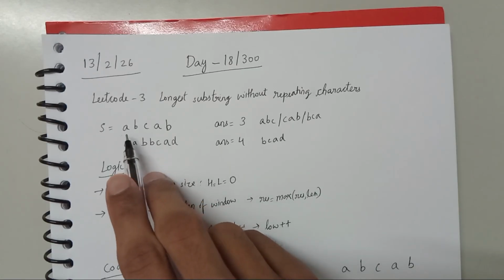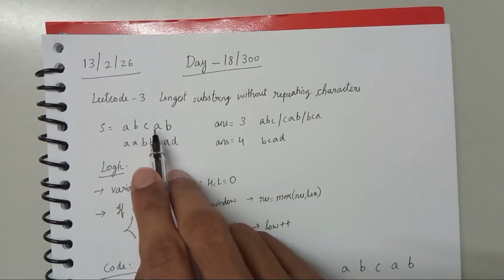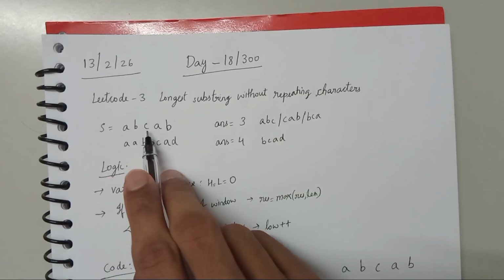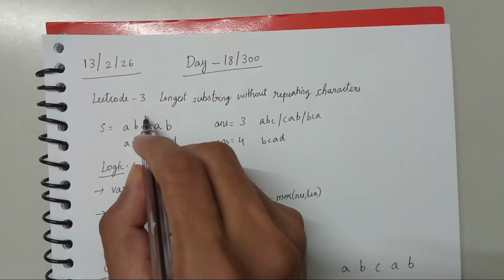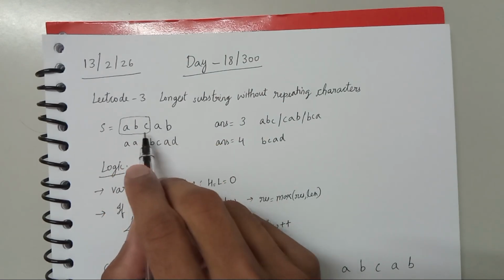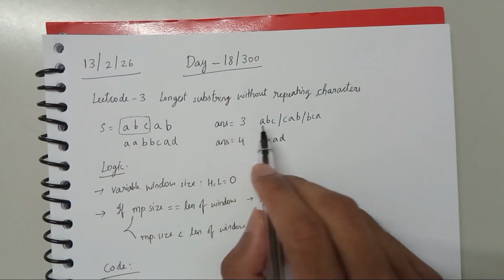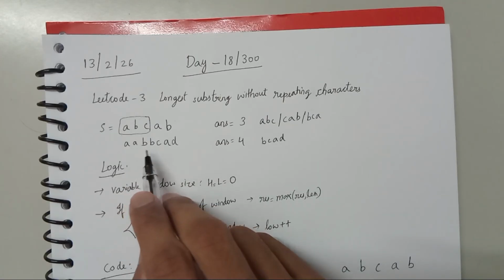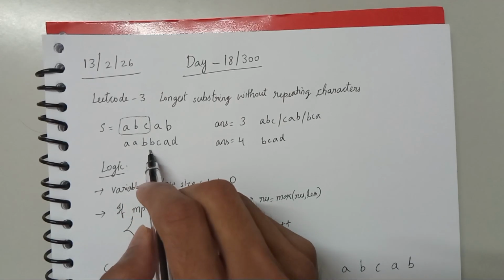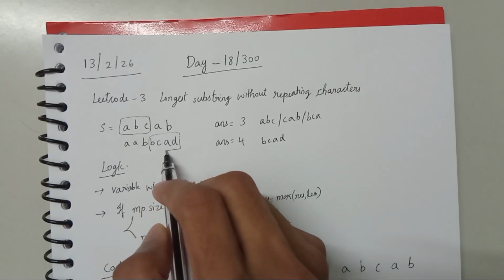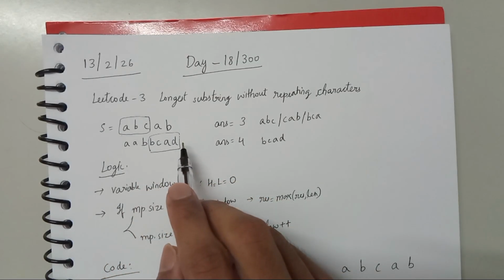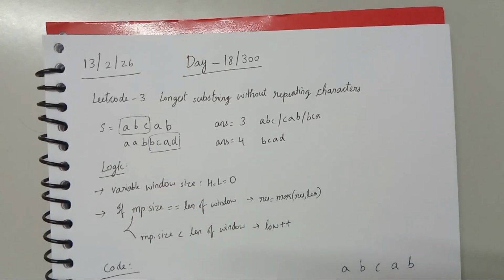So if we see here, ABC is not repeating, so this is the answer, or BCA or CAB, all of them have the length 3, so the answer will be 3. And if you see here AABBCAD, BCAD is not repeating. So this is the longest string without any repeating character, so the answer will be 4.